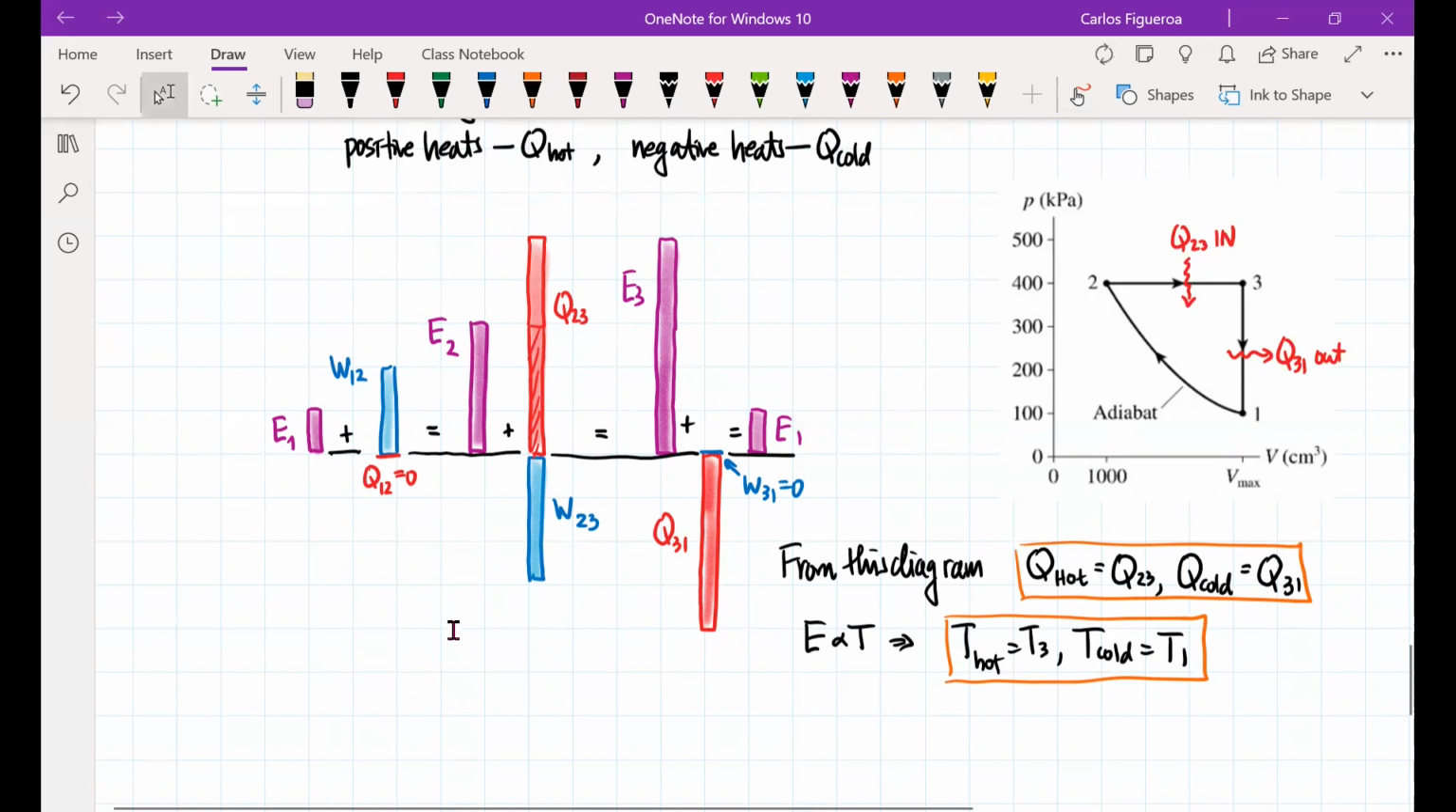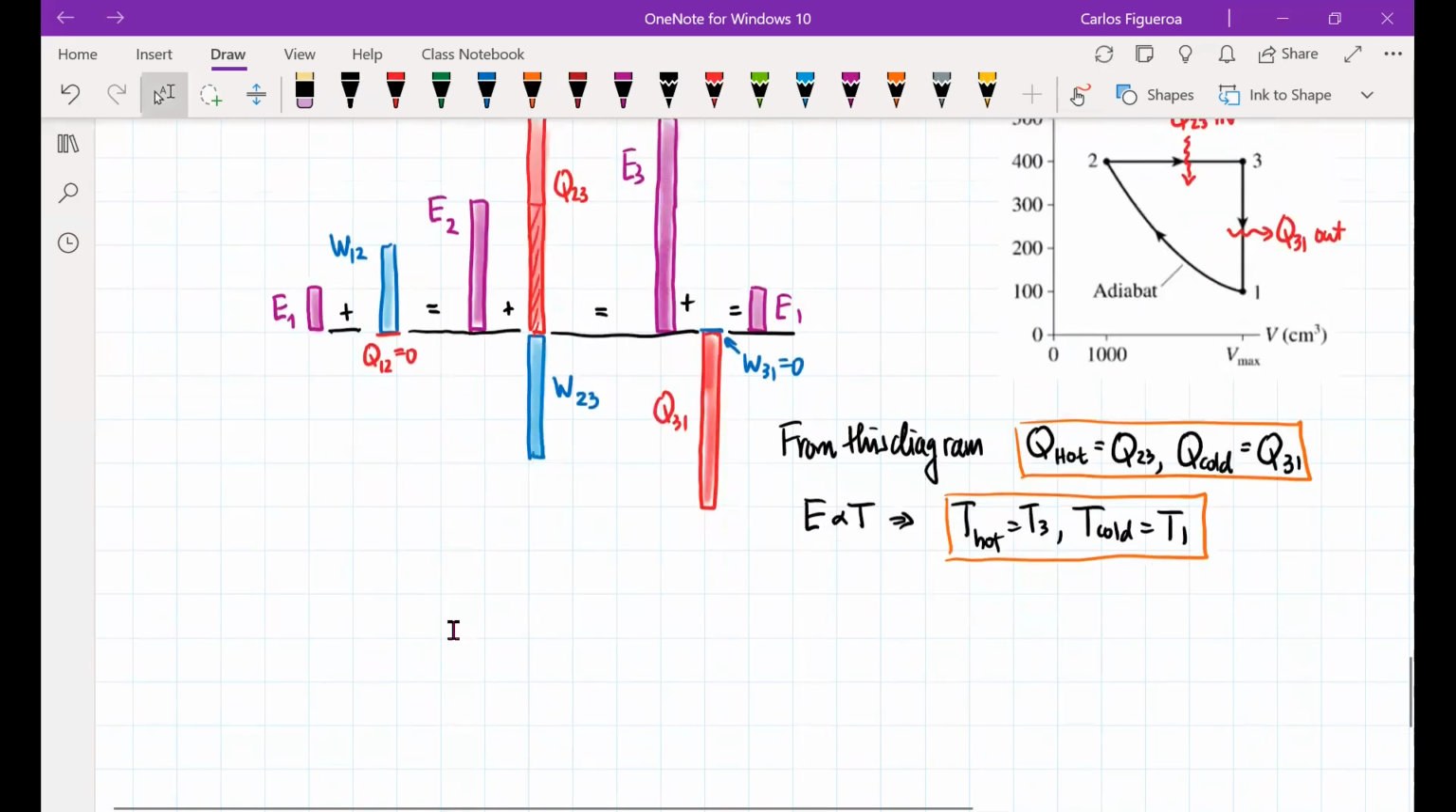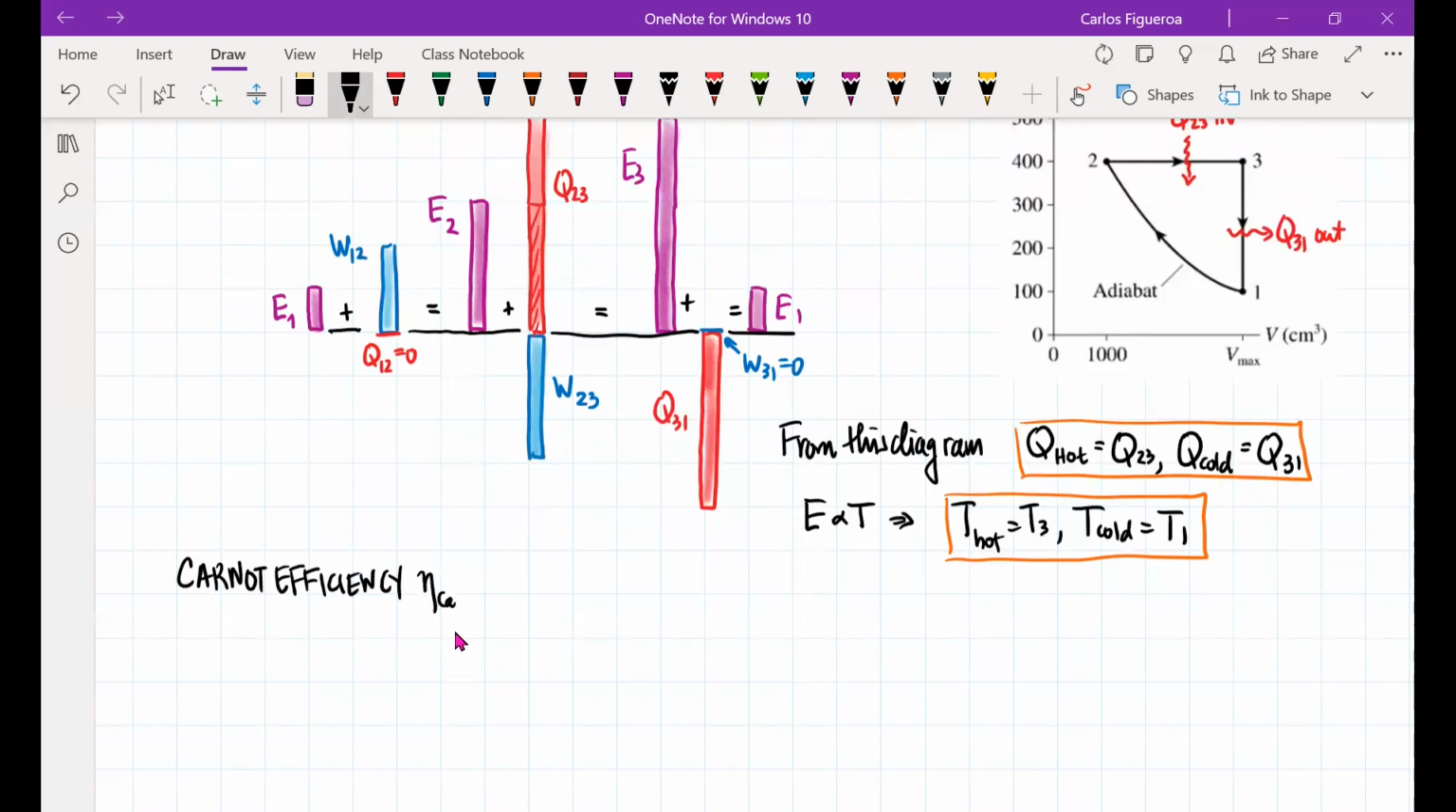So now that I've done that, I'm going to go calculate the Carnot efficiency here. So the first thing I'm going to do is look at the Carnot efficiency, eta Carnot, which I know is the maximum efficiency here. So I know that I have a diatomic gas.